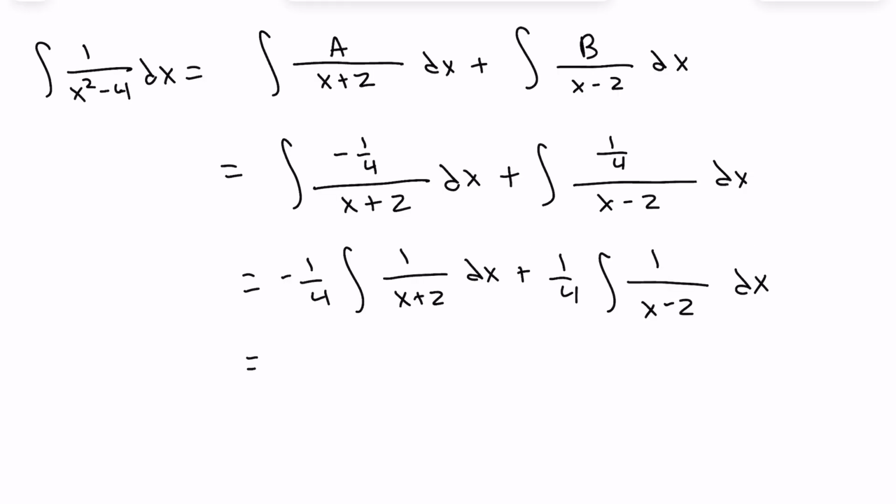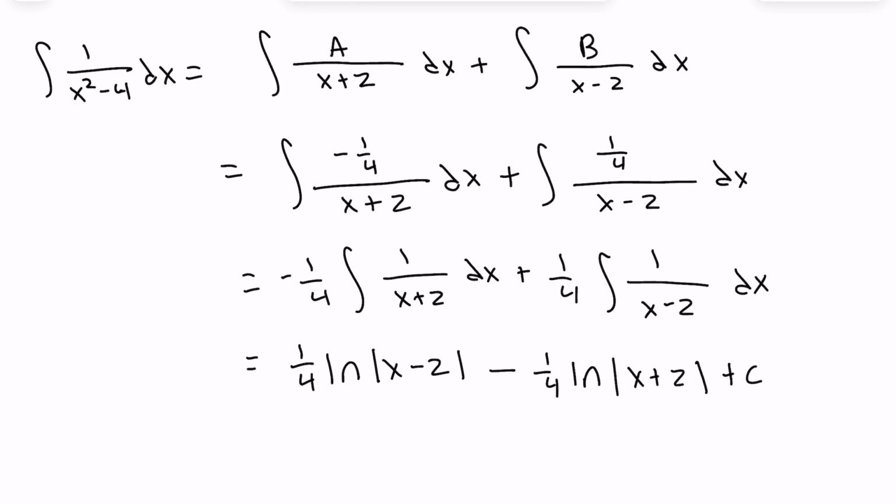So now to simplify this, we can move the right side of the equation over, and we have 1/4 times the natural log of the absolute value of x minus 2. So I'm just moving the right side over, and then minus 1/4 times the natural log of the absolute value of x plus 2, and then this is plus c. So now when we simplify, we get 1/4 times the natural log of x minus 2 over x plus 2 plus c, and that's our final answer.